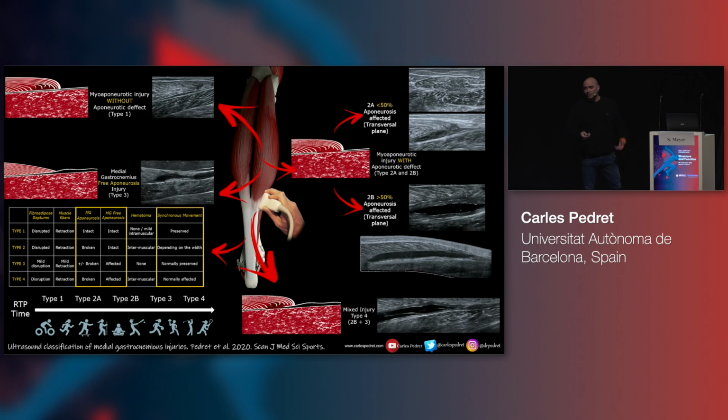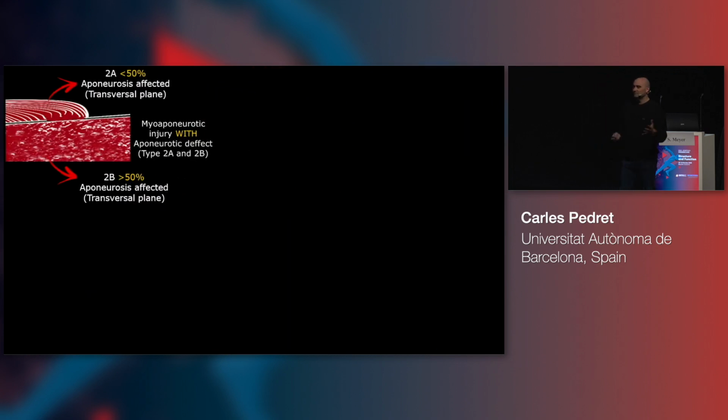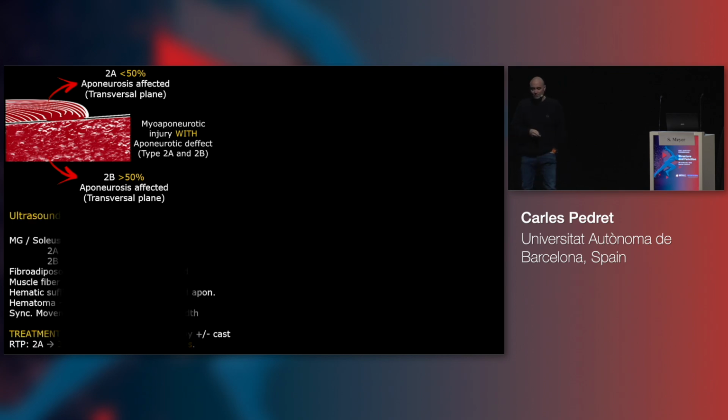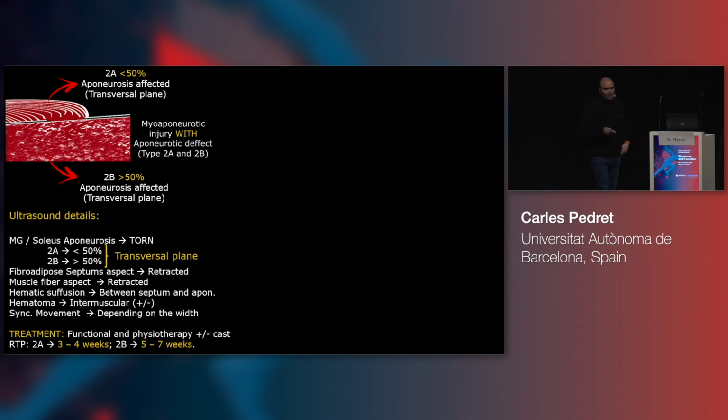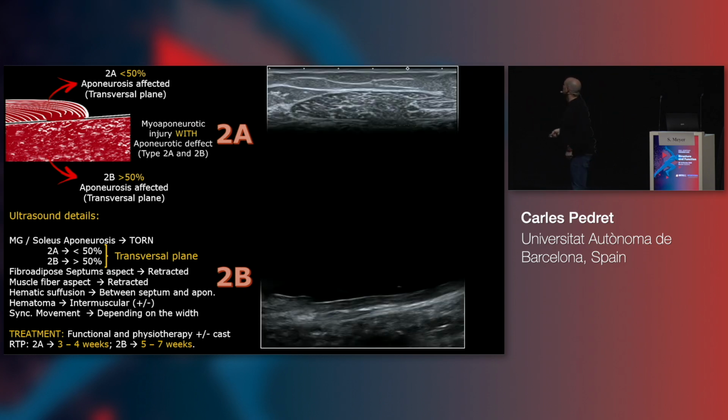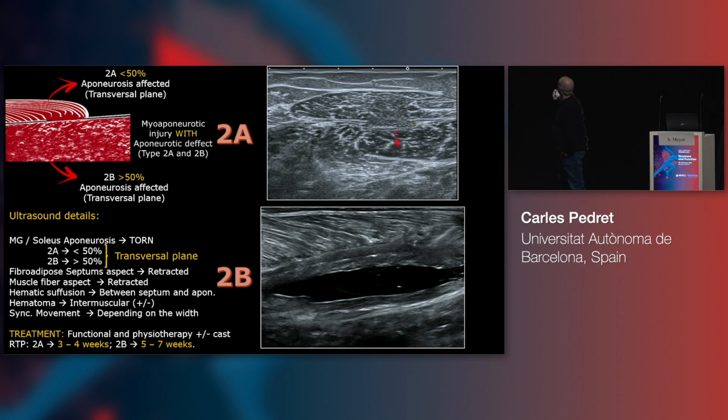Now let's go with the type 2. The type 2 is a little bit conflictive, because here we need to check the transversal plane, as I said, okay? When we look at the transversal plane, we need to separate between type 2A and type 2B, according to how big the rupture is in the transversal plane. That means we can measure quite well how big the rupture is. If it's less than 50%, we speak about 2A, and if it's more than 50%, or a complete rupture, we speak about 2B, okay?